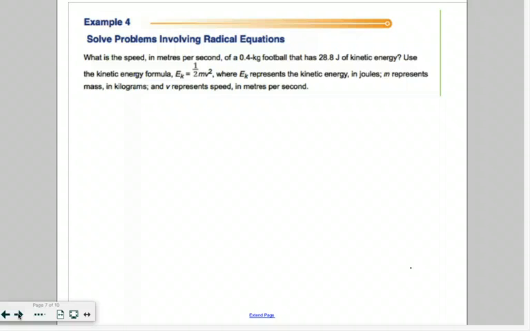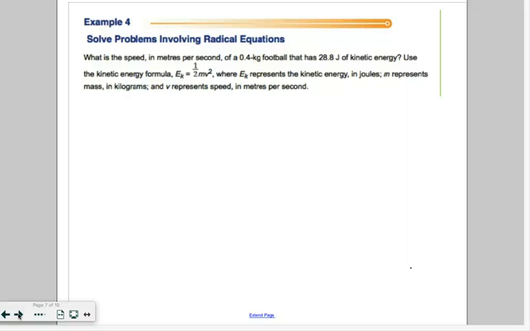What is the speed in meters per second of a 0.4 kilogram football that has 28.8 joules of kinetic energy? Use the kinetic energy formula, where EK is equal to half mv squared, where EK is the kinetic energy in joules, m represents mass in kilograms, and v represents speed in meters per second. Okay, so this is very similar to a physics problem you might see, where you've been given all the variables, you just now need to plug them into the right spot, rearrange, and solve.